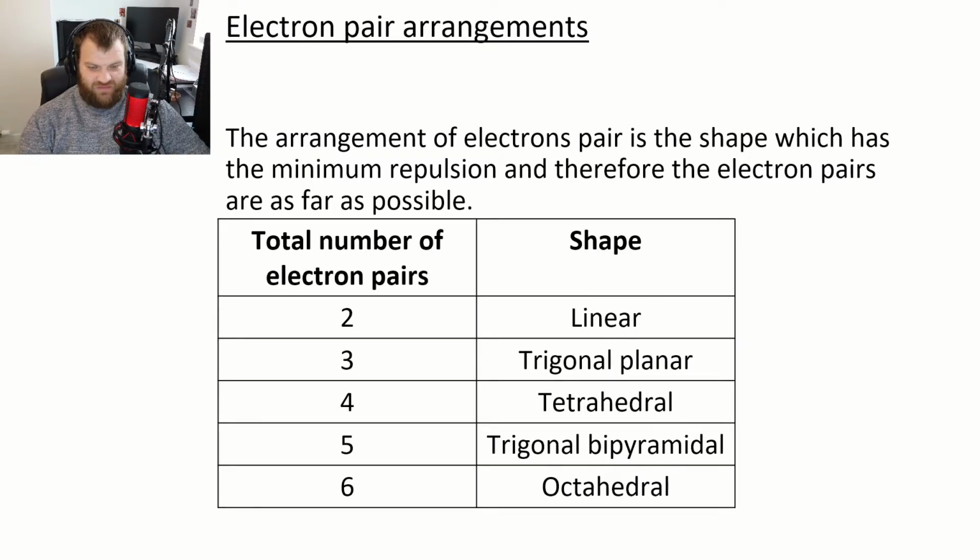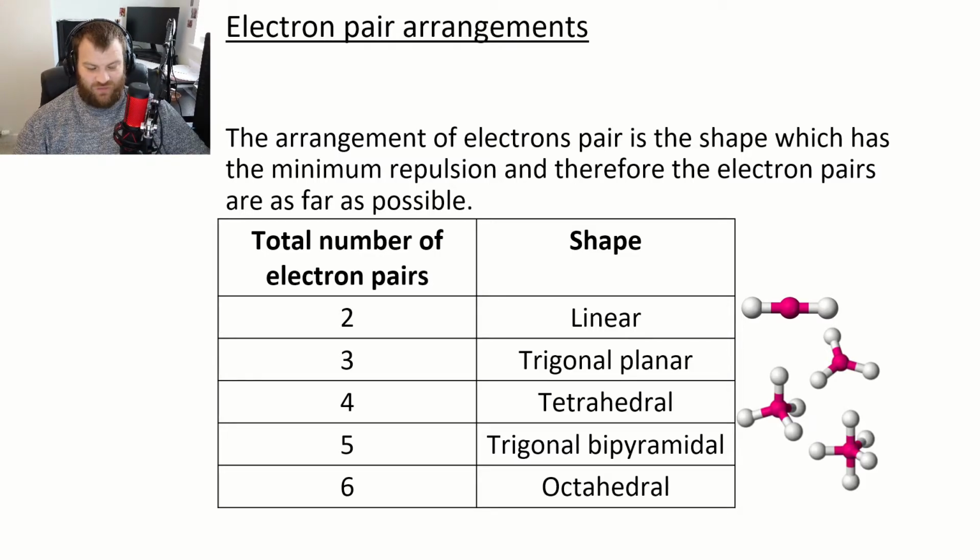This gives us 5 main shapes that the electron pairs will occupy. We have our linear. If there's 3, it will be trigonal planar. 4 gives us tetrahedral. 5, trigonal bipyramidal. And 6 will give us octahedral.